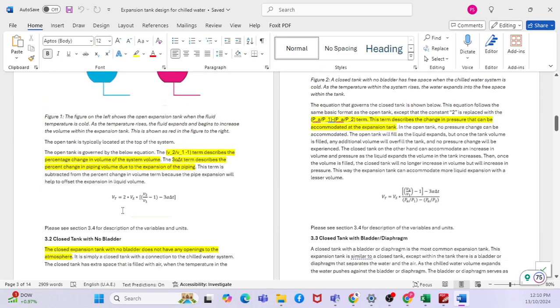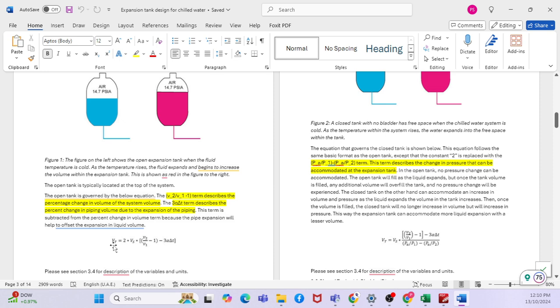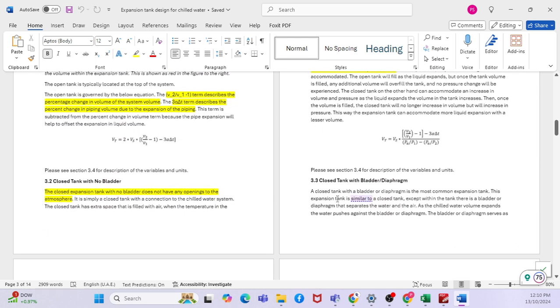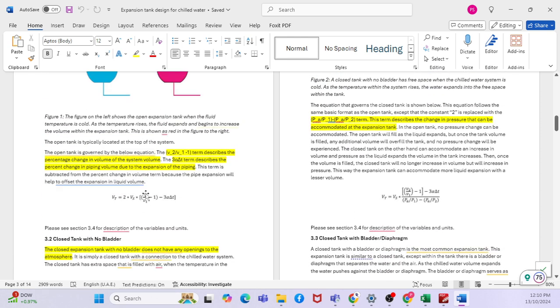So you can see the equation for the open type. This is basically to calculate the expansion vessel volume. Vt equals Vs multiplied by (V2 by V1 minus 1) minus 3 alpha delta T. Detailed explanation is given here. What is V2 by V1 minus 1? V2 by V1 minus 1 is nothing but the change in system volume.